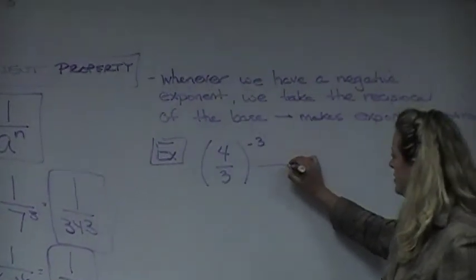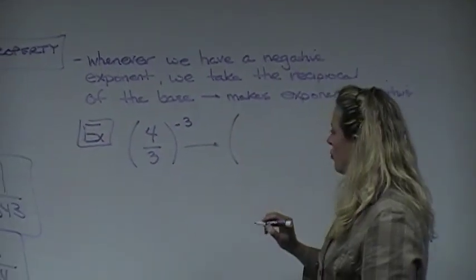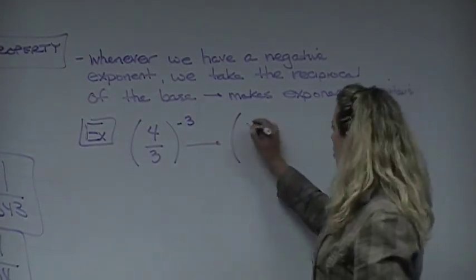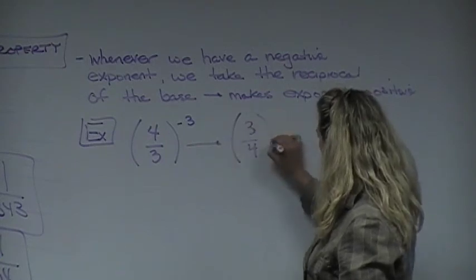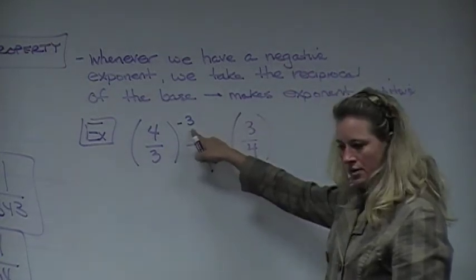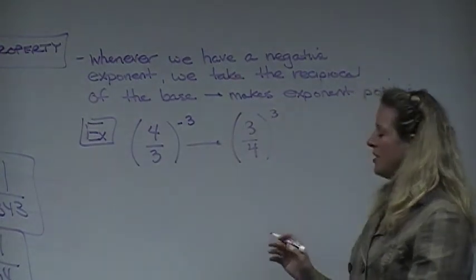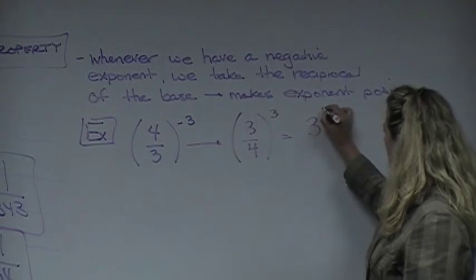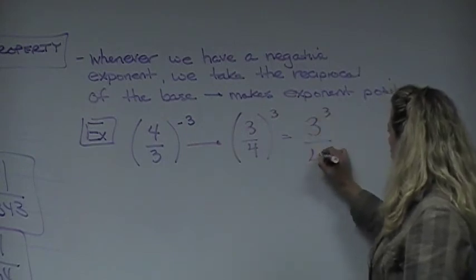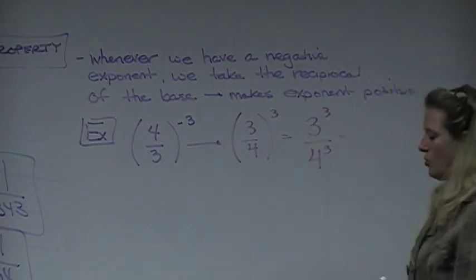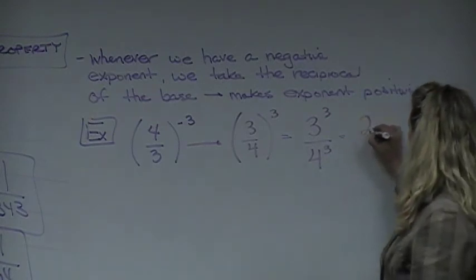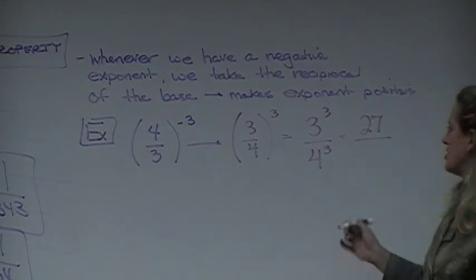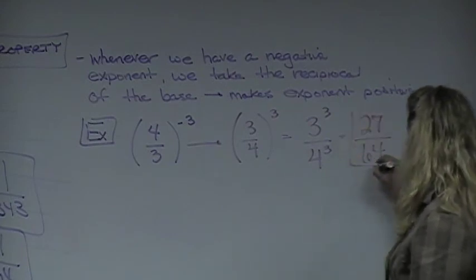I would rewrite this as, in parentheses, switch the base. Instead of 4 thirds, it now becomes 3/4, and now what does that change our exponent to? Positive 3. Now can I do the power of a quotient? Yes. That's pretty easy, right? So 3 to the third over 4 to the third. Let's go ahead and simplify this further. What's 3 to the third become? 27. And then 4 to the third? 64. Good. And we have our answer.